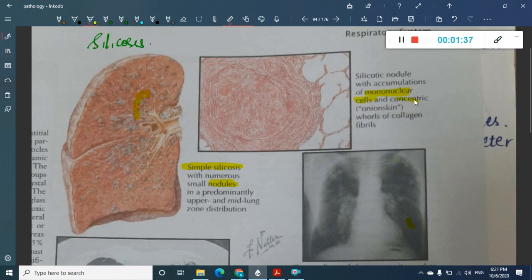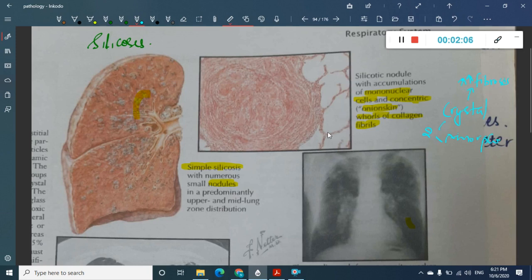First we will learn some important things about silicosis. What is silicosis? Silicosis can occur due to two things. In silica we have two important forms which can lead to silicosis: crystalline silica and amorphous silica. Crystalline silica causes more fibrosis, whereas amorphous silica causes less fibrosis than crystalline silica.